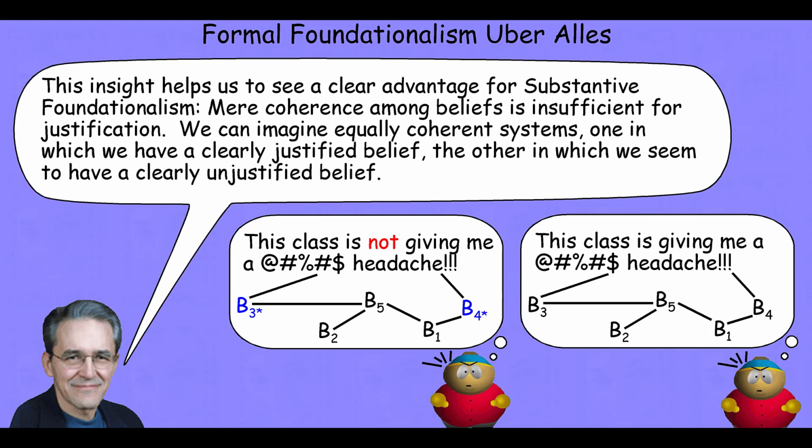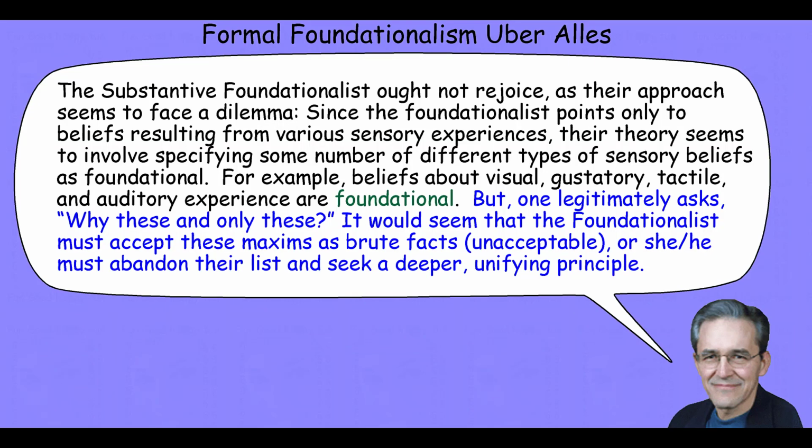Here's Cartman clone. Cartman clone has an equally coherent set of beliefs. They're just slightly different beliefs. And one of the beliefs in this coherent set is: this class is not giving me a headache. Equally coherent, but this belief does not look justified. Why? He's got a throbbing pain in his head. Cartman 1's belief looks justified. Why? He has a throbbing pain in his head. The belief he forms is that the class is giving him a headache. The difference between these in terms of coherence, absolutely nothing. They're equally coherent. So he thinks this is what gives the advantage to the formal foundationalists.